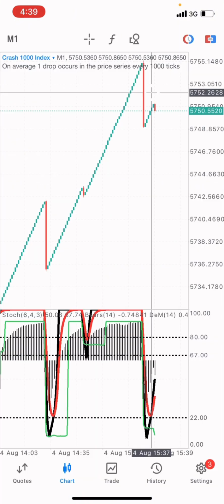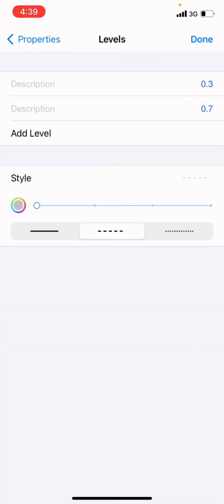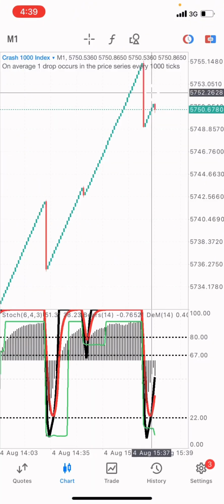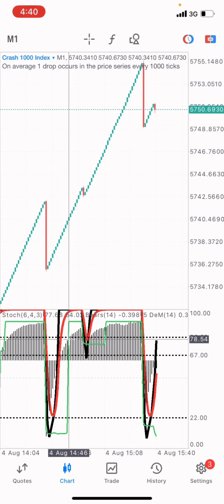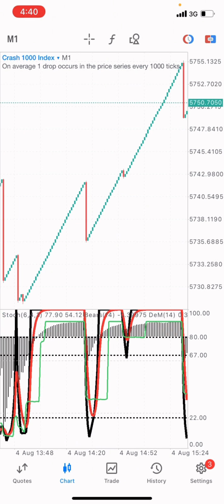Alright, then you click on done. Simple as that for that parameter. Then the maker line, period on 14, levels 0.3 and 0.7. So you put 0.3 before 0.7. The style on 1 pixel, the color white. Then you click on done. Then the style right here, you put it on 2 pixels. You use the green color so that you can differentiate this market chart. So this is how this indicator looks on your chart. This is how it's going to look on your trading chart.